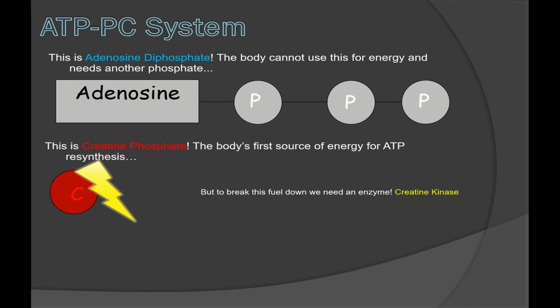And the reason for this is because very quickly creatine phosphate will be depleted, and therefore the resynthesis rate will then start to slow down, and we'll then have to rely on our other energy systems in order to resynthesize ATP. So a question that you naturally might be asking now is, how do we get creatine phosphate back so that we can then start to use that fuel again?